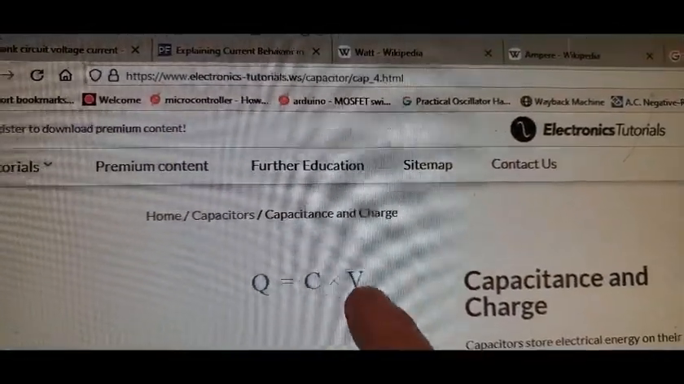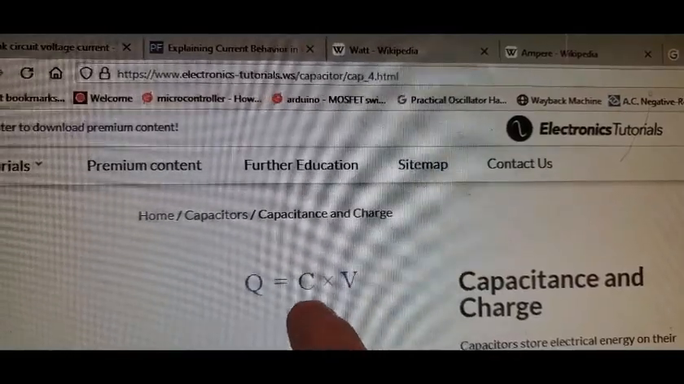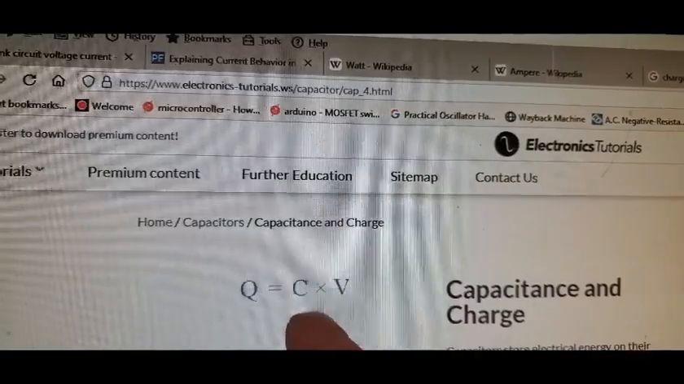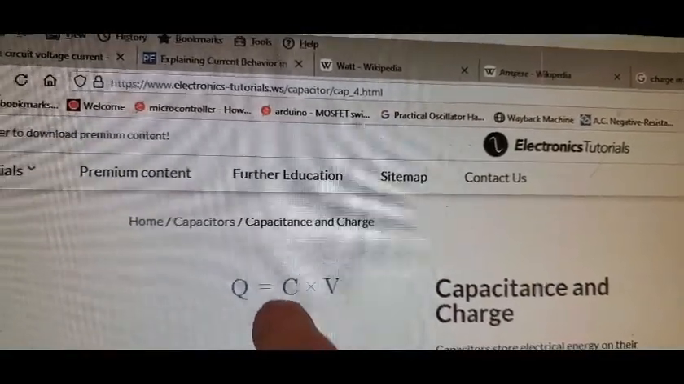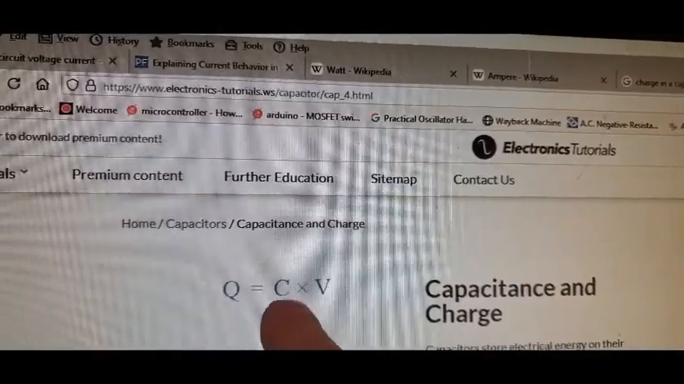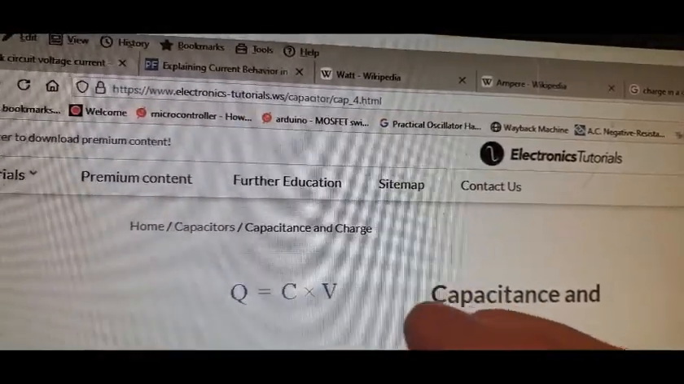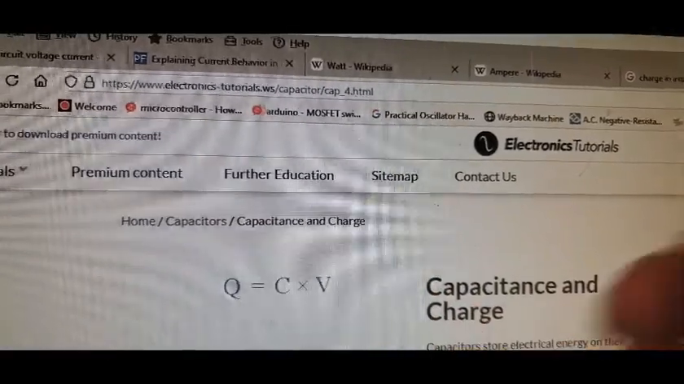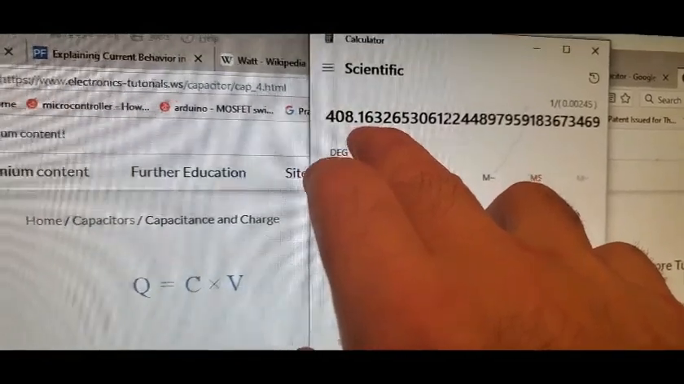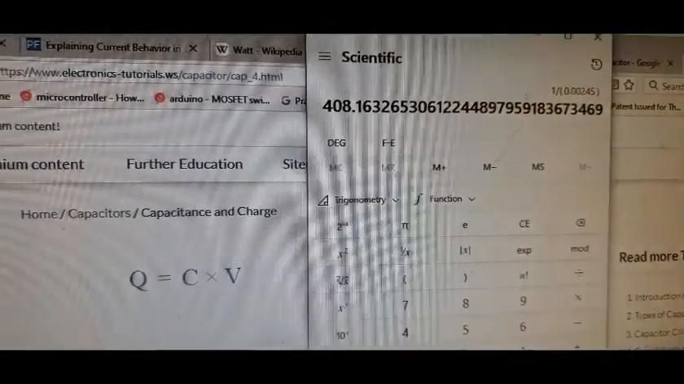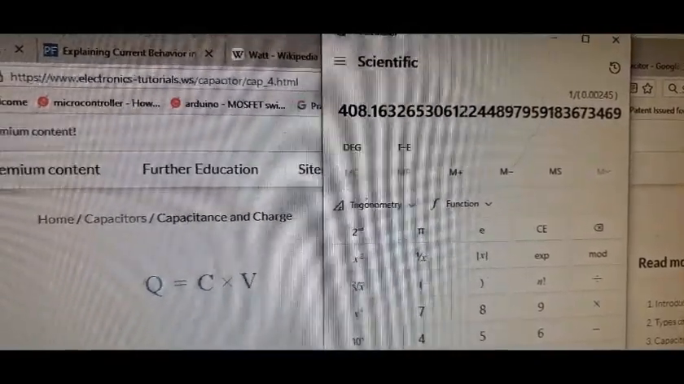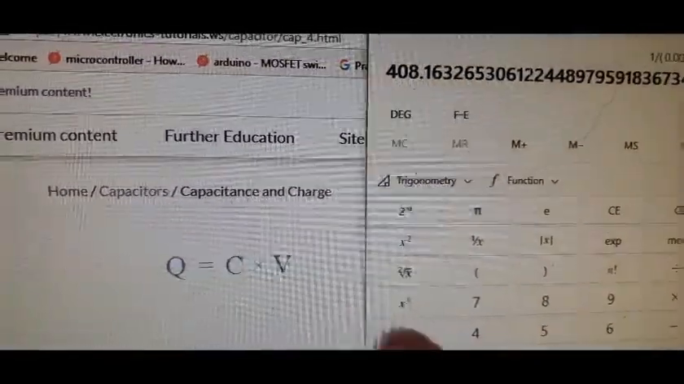Q equals C times V. So we know the capacitance, and we know how many times it'll discharge in a second. Let's say there was a 10 microfarad cap, 480 times, so 480 times 10 is the equivalent of a 4,800 microfarad cap discharging in a second. So now we just need to figure out the voltage.